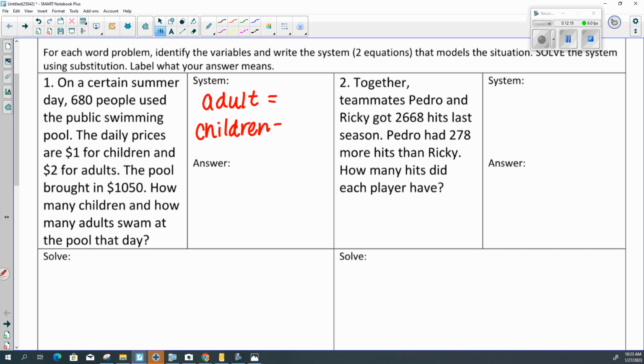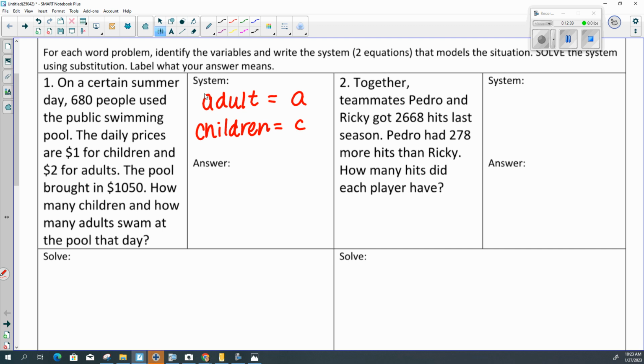And I think it's easier than doing X and Y. We know what they are. Let's just call it A and C. So give them variables that match the situation so you don't have to keep going back and saying, was X the children or was X the adults? Because you won't remember. Okay, so step number one, decide what your variables are. Give them appropriate letters that make sense to you.